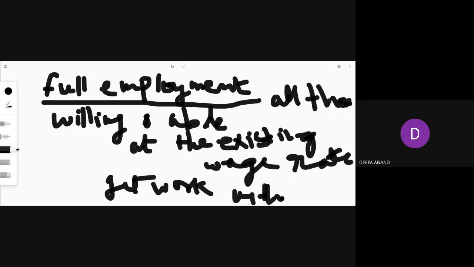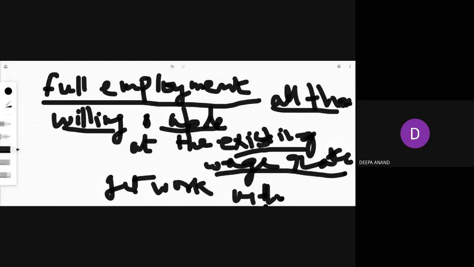Okay, so what are the terms you have to keep in mind? All those people, those who are willing and able will get the work. And at the existing wage, they should be ready to do the work at whatever the prevailing wage rate is. And they are getting the work without any undue difficulty. That is known as what? Full employment.